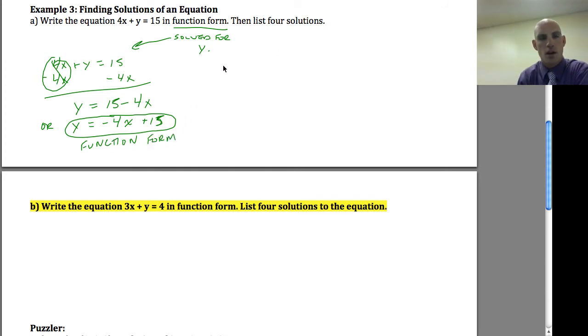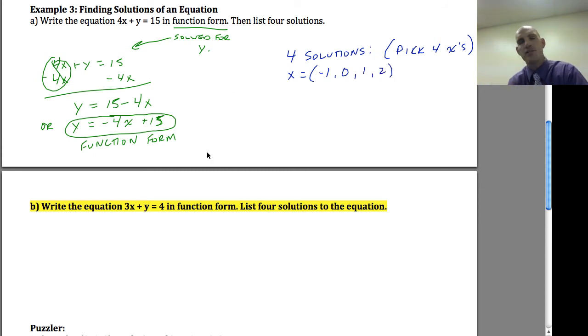Function form. How do I find 4 solutions? Pick 4 x's. How do I pick 4 x's? I'm going to go with the first 4 that come to mind, and I would suggest you use these. x equals negative 1, 0, 1, 2. A little bit of negative, a little bit of positive, and 0 is always a good choice because a lot of times it cancels out. So let's see. y equals negative 4x plus 15. So let's put in our 4 solutions.